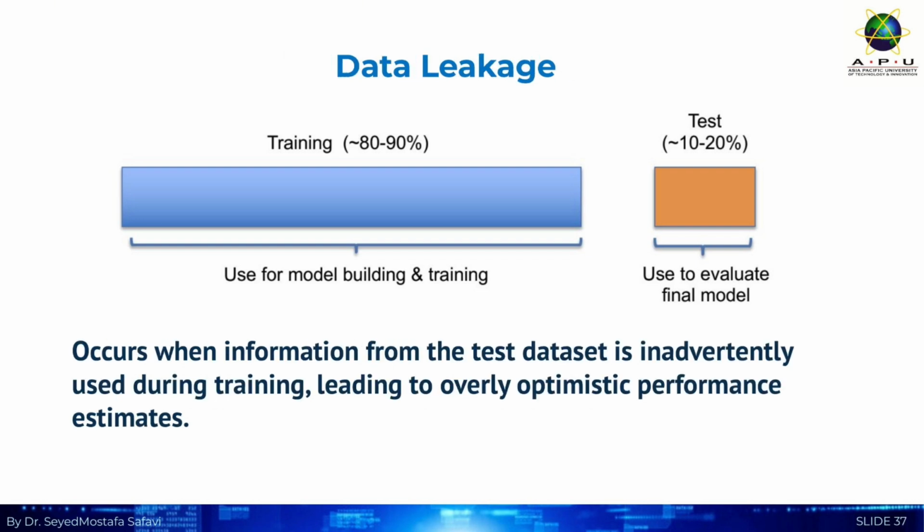Watch out for data leakage. This is one of the most critical and sneaky errors. It happens when information from the unseen test set accidentally sneaks into the training process. The result is an overly optimistic performance estimate. Your model looks fantastic on your internal test, but the moment you launch it in the real world, it completely fails. To prevent this, you must split your data before you do any pre-processing or cleaning.